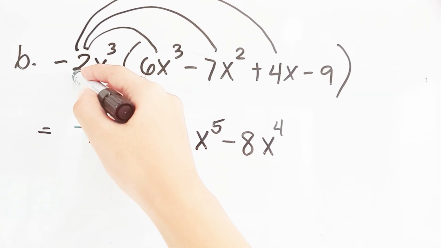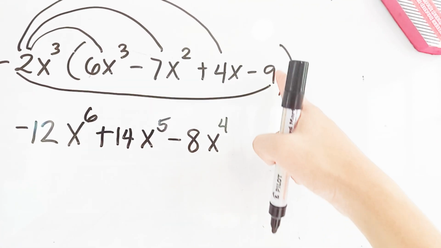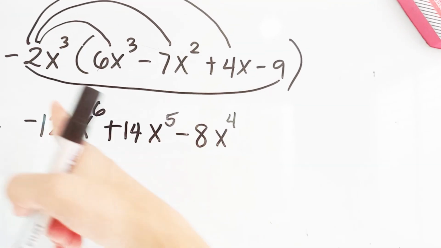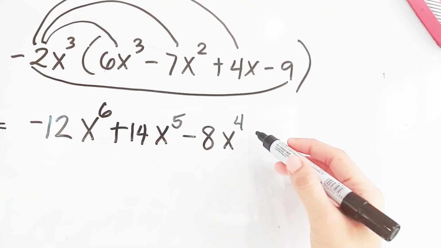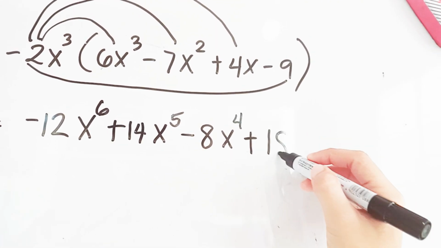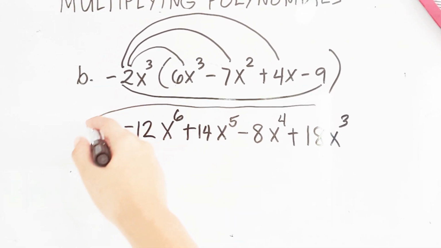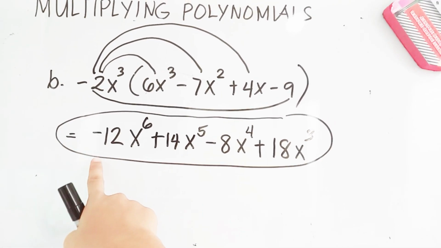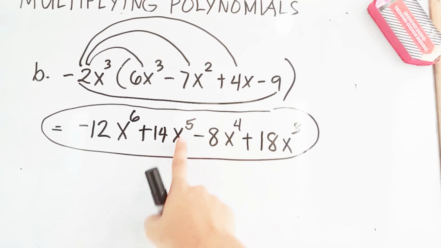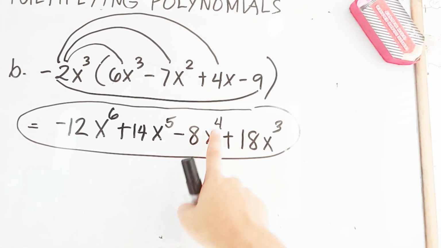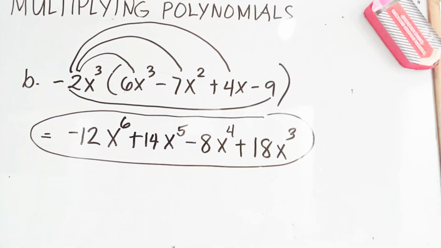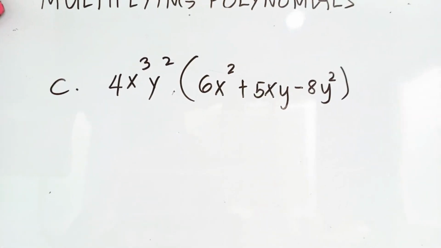Another, negative 2 times the last term. So let's multiply negative 2 times negative 9, that is positive 18. So this is now our answer. Negative 12x to the power of 6 plus 14x to the power of 5, negative 8x to the power of 4 plus 18x to the power of 3. Let us have another example.